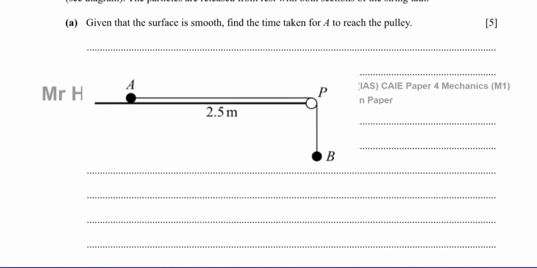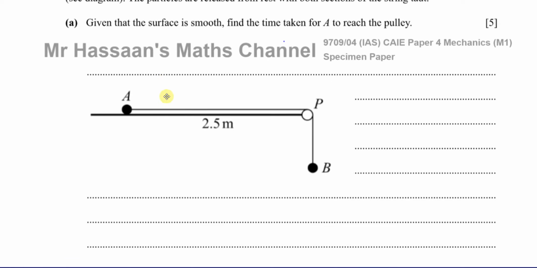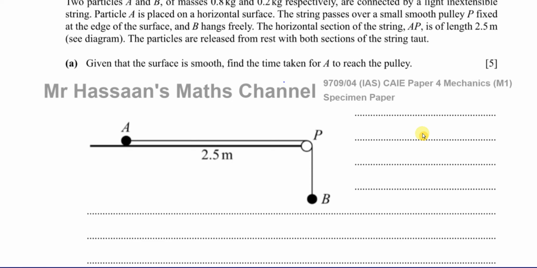So here we have a situation where we have a smooth pulley and a smooth surface, so there's no friction in this situation. If we look at the forces acting on A and B, they are their weights, and the tension in the string. And that's all.